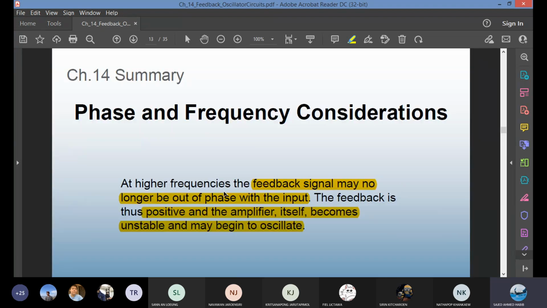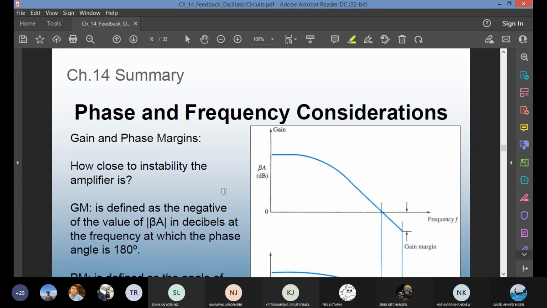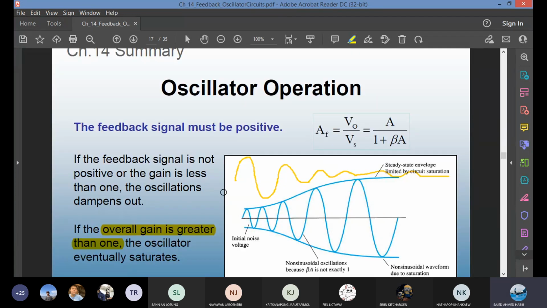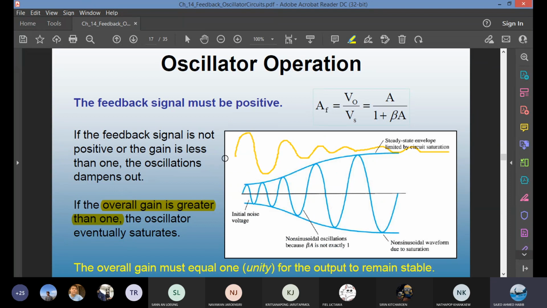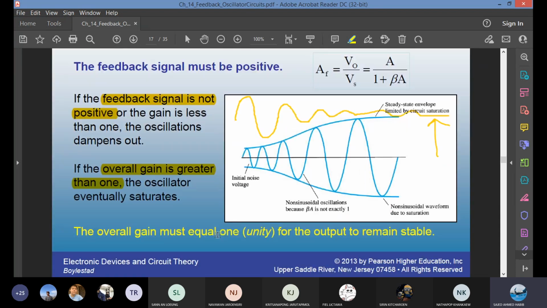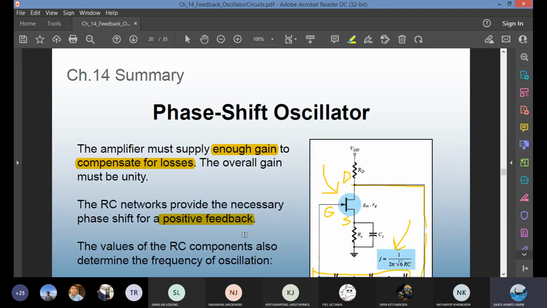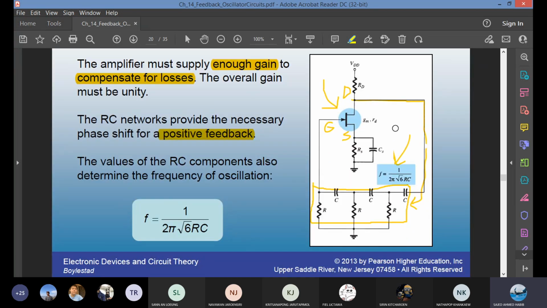If the feedback signal is not positive, what is going to happen? You will not have oscillation. Oscillation will die just like this. So for the oscillator, the feedback has to be positive. That's why now we are talking about the need for a positive feedback.